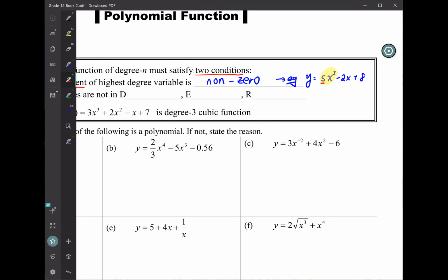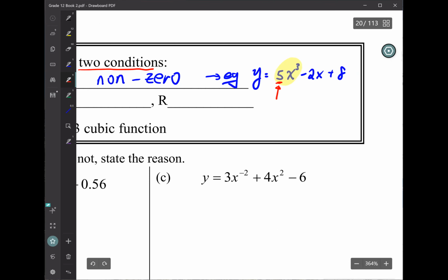Otherwise, it will disappear, right? So this number, right, if it's degree 3, then x to the 3 cannot have coefficient of 0, okay? So that's basically what it's saying, right? So if it's 0, it becomes degree 1 for this one, right? Because the exponent after this will be x to the 1, so it becomes degree 1. So this one cannot be 0, okay? Non-zero.